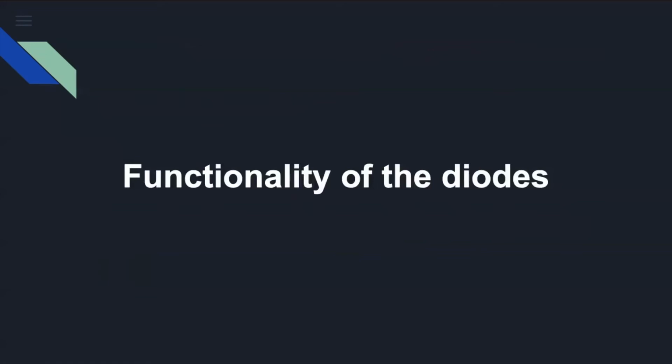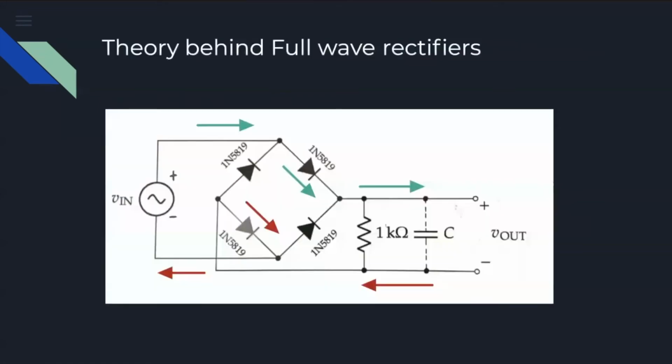Okay, and now we are gonna discuss the functionality of the diodes. So diodes let current go in just one direction. This is because the diodes are made of a PN junction, which is an interface between two types of semiconductor materials, P-type and N-type, inside a single crystal of semiconductor. This means that the current can flow really well in one direction and is blocked in the other one.